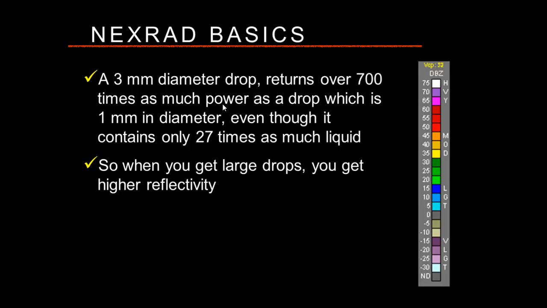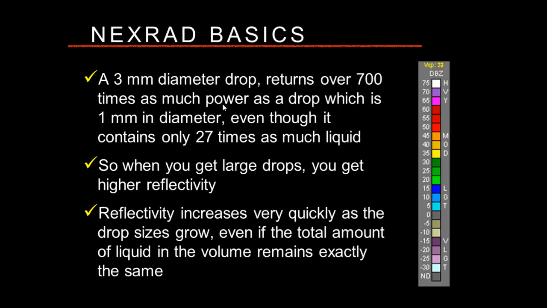So when you get larger drops, you get higher reflectivity, and that makes sense. In a thunderstorm or deep convection, you expect larger drops. You've got an updraft going, and the drops are going to coalesce and produce those larger drop sizes and therefore higher reflectivities. So reflectivity increases really quickly as drop sizes grow. Even if the total amount of liquid water in that volume doesn't change a whole lot, but the sizes grow, you're going to get higher reflectivity.